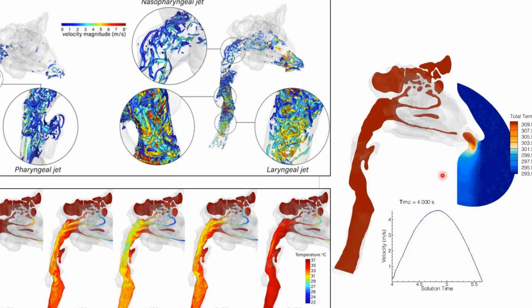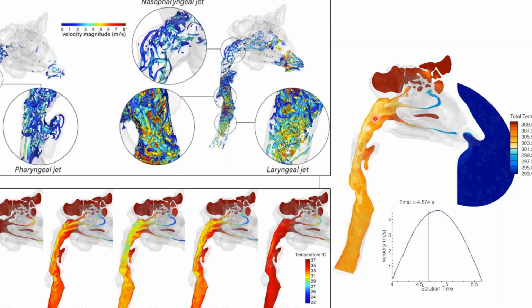I will play this. Let me see. So we see that the cold air enters and that cold air propagates through, and really by the time it gets to the pharynx, the back of your throat, the air is still quite cool, and it really needs to reach 37 degrees before it hits the lung. And this turbulent mixing with the turbulent structures will help to enhance that mixing.